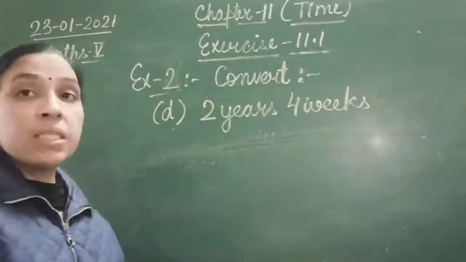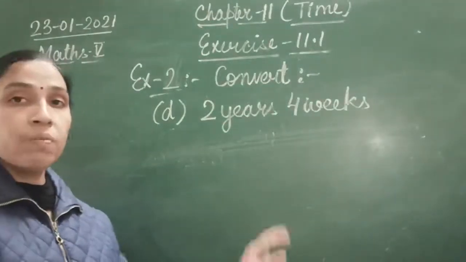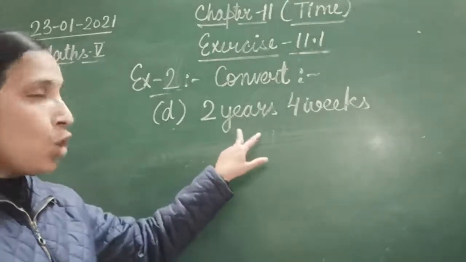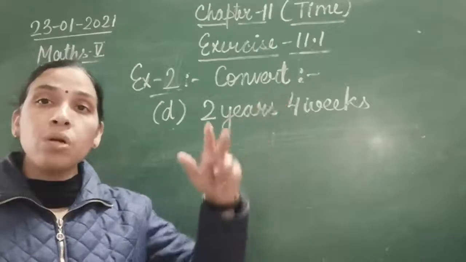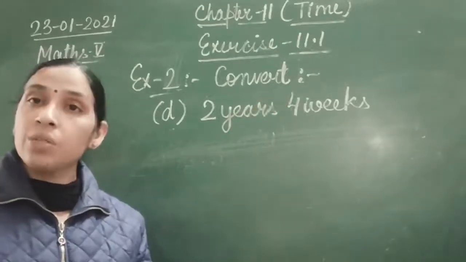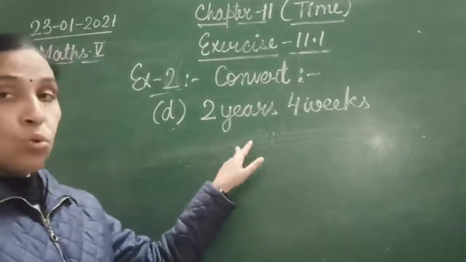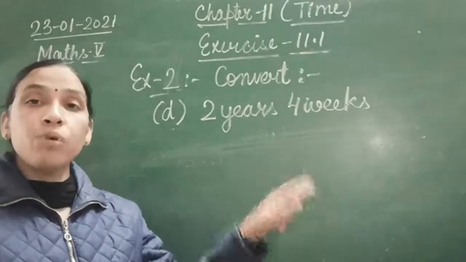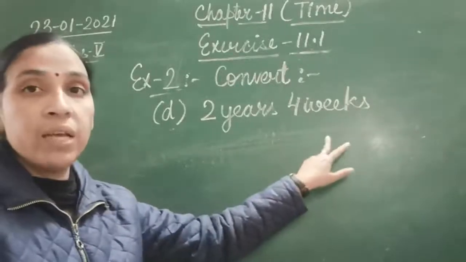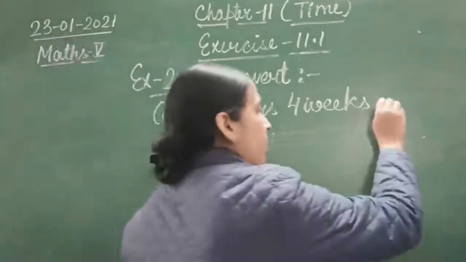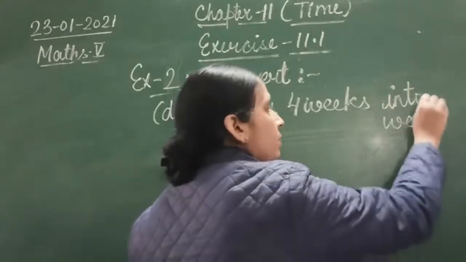Now when you see questions in the exercise, you will find that along with years you have been given days only. So you are going to use 1 year is equal to 365 days. But in a few examples and questions you have been given this relation, that 2 years, 4 weeks into weeks. Into weeks you have to convert it.